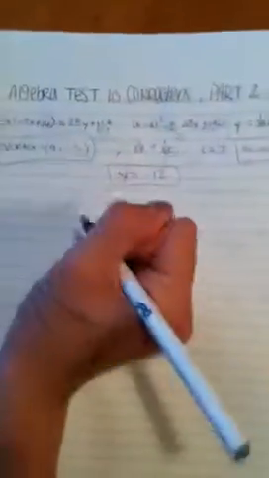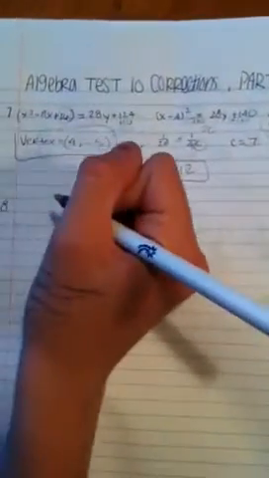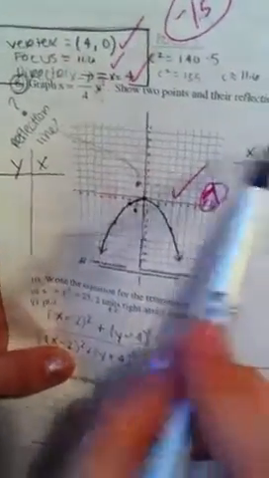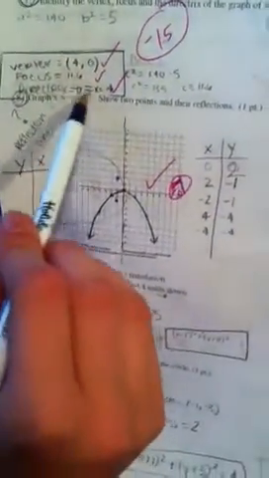Now number 8. It was graph x is equal to negative 1 over 4 y squared. You have to show 2 points and the reflections. So what I accidentally did is, here is the graph. I graphed it down, but it would actually be to the left because I accidentally put values in for x instead of y because I missed these.